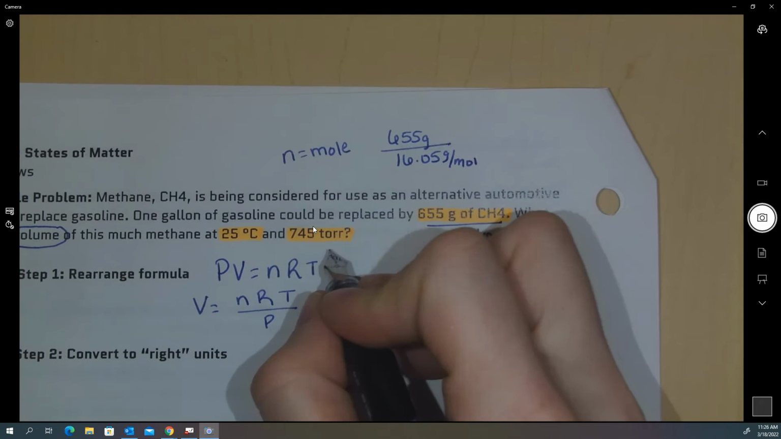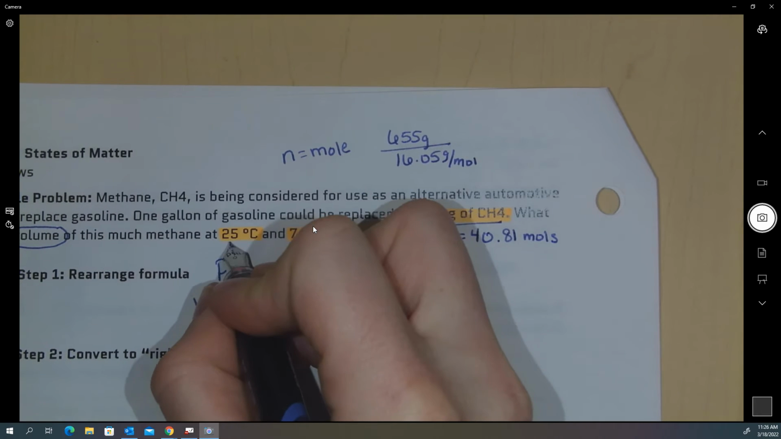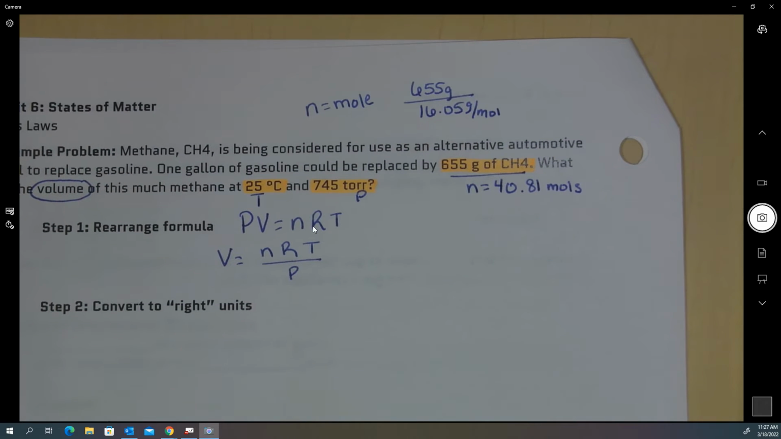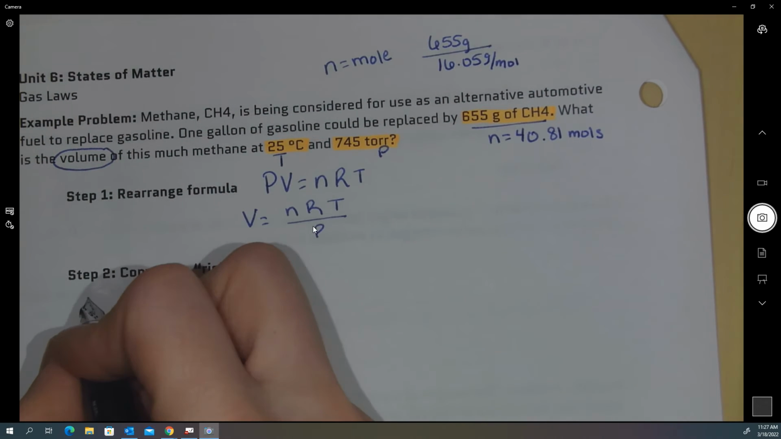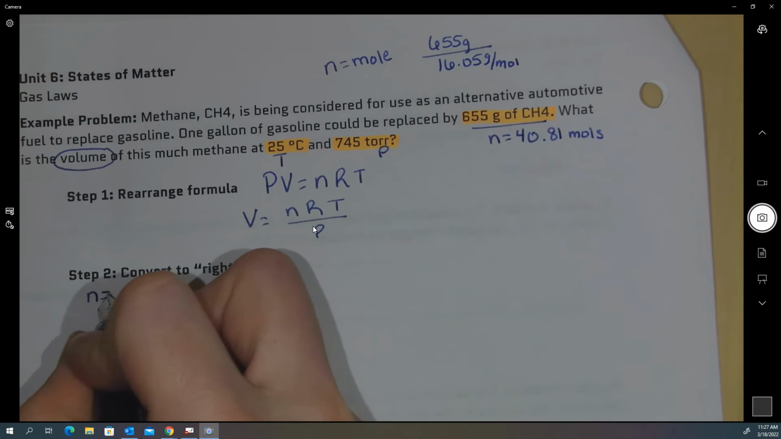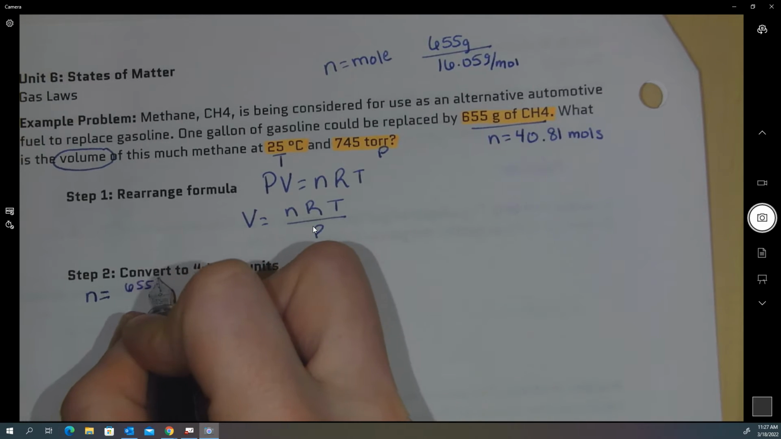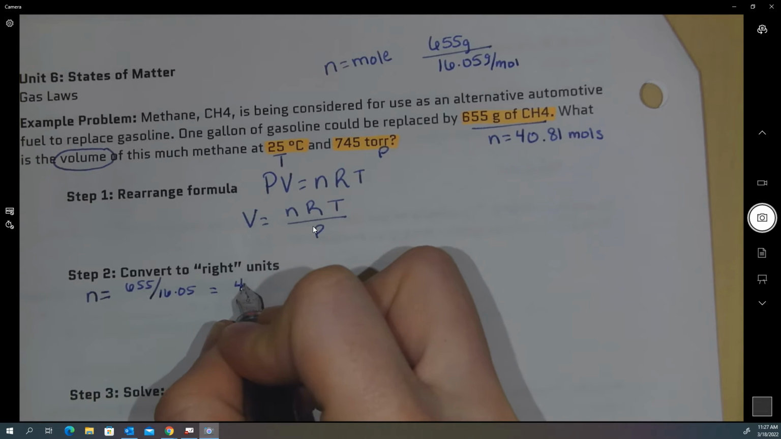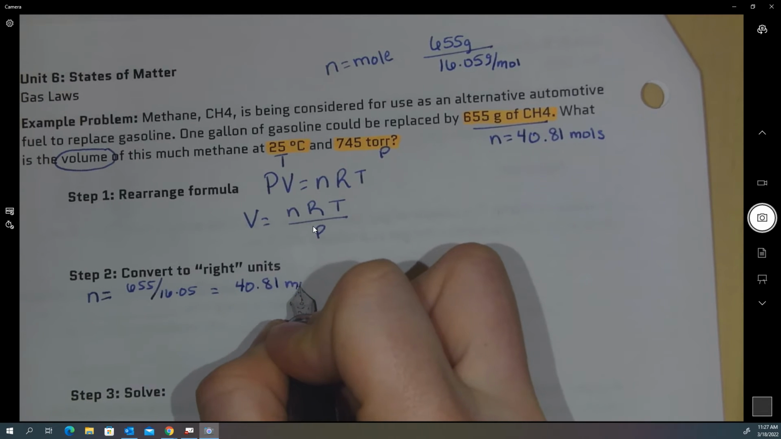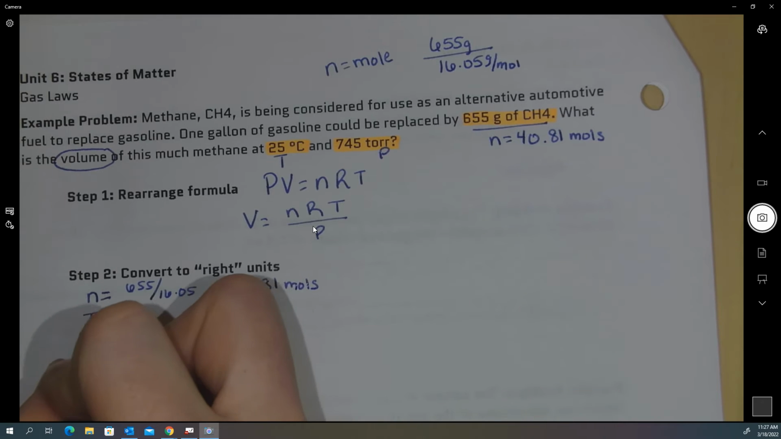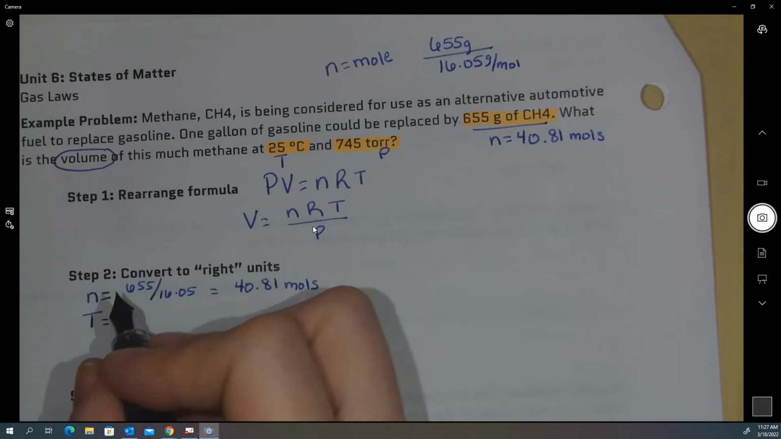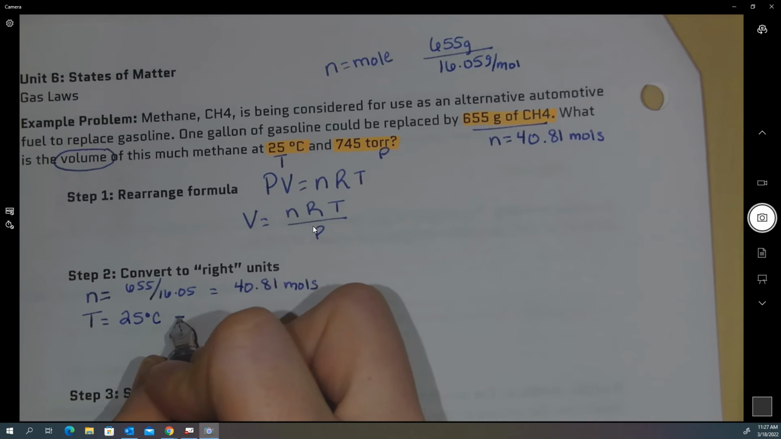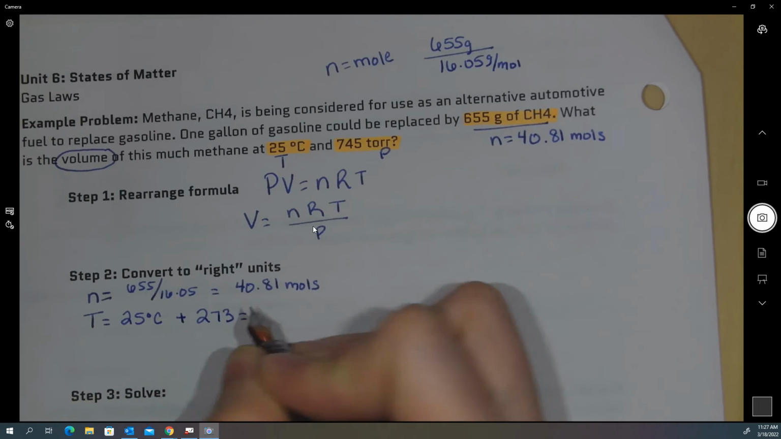Torr is going to be my pressure, and 25 degrees Celsius is my temperature. Now, in this next step, we need to convert to the right units. We already did that for n, so we've got n, and we converted to the right units by taking 655 over 16.05, and that gave us 40.81 moles. Temperature needs to be in Kelvin. So we're going to take 25 degrees Celsius, and we are going to add 273 to get Kelvin.